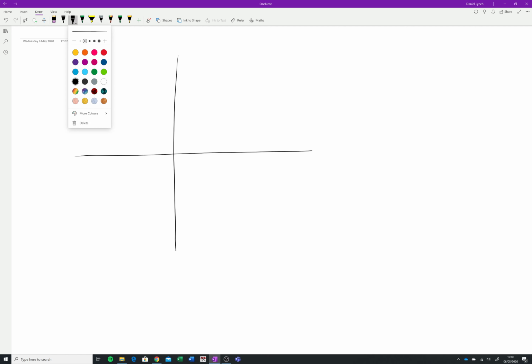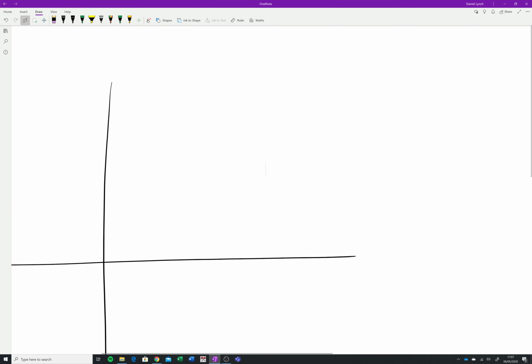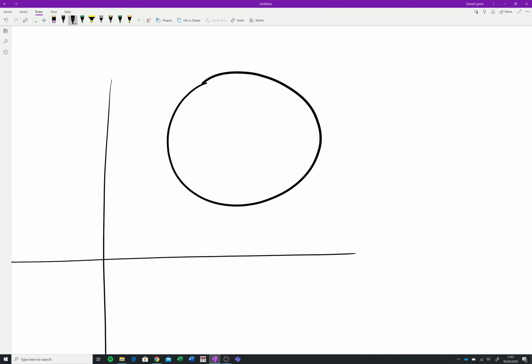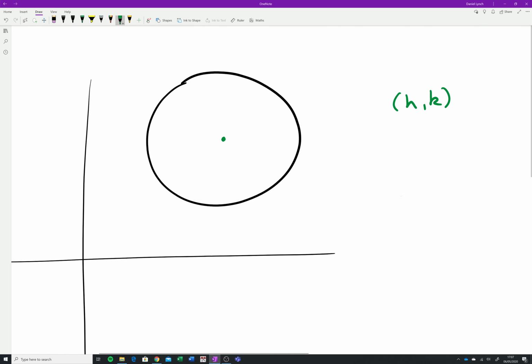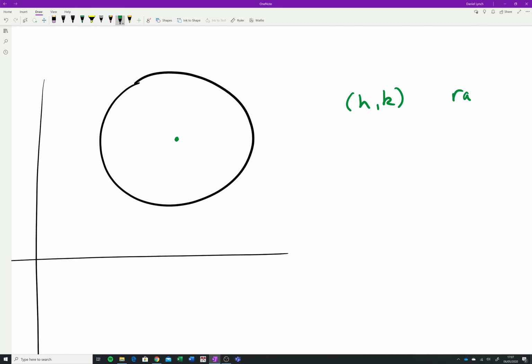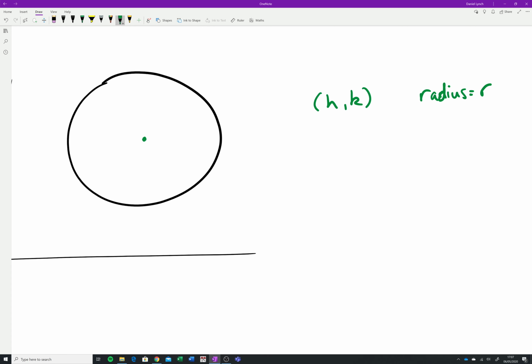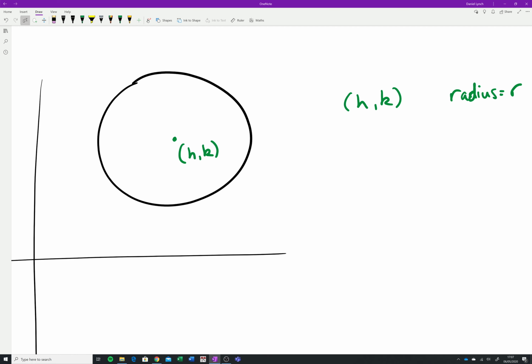So let's take this thing here. Actually, we'll make it black. Okay, this is our Cartesian plane. And what we'll do here is we will take any old circle. Now, typically what they do for this formula, they call the center (h, k). And we'll call the radius r again. Okay, now remember, this is (h, k). That's our center. And the radius is r.